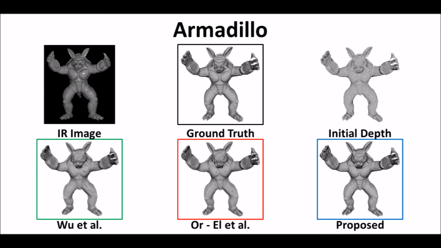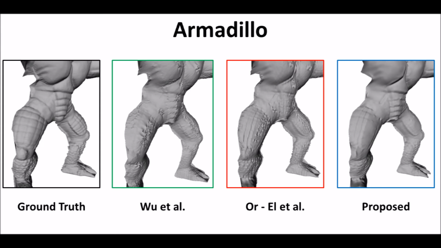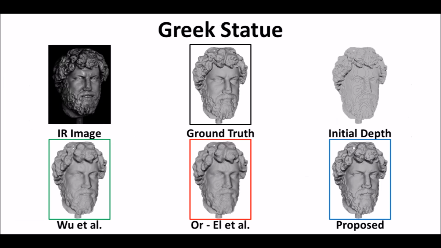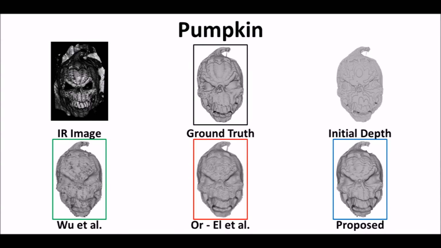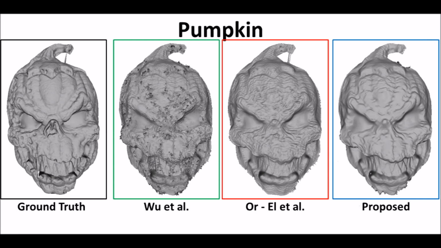In the armadillo scene, we can clearly see how our method outperforms the competing methods, as the other frameworks introduce geometric distortions in specular areas. In the Greek statue example, we can see the improved quality of our reconstruction compared to the other approaches. Zooming in, we see the specular artifacts of the other methods. The pumpkin example examines how the three different methods handle a multiple albedo object with specularities. Our framework more favorably reconstructs the object without geometric distortions.